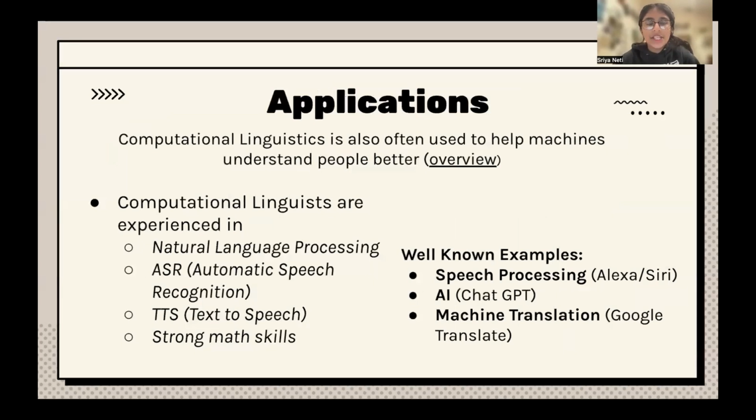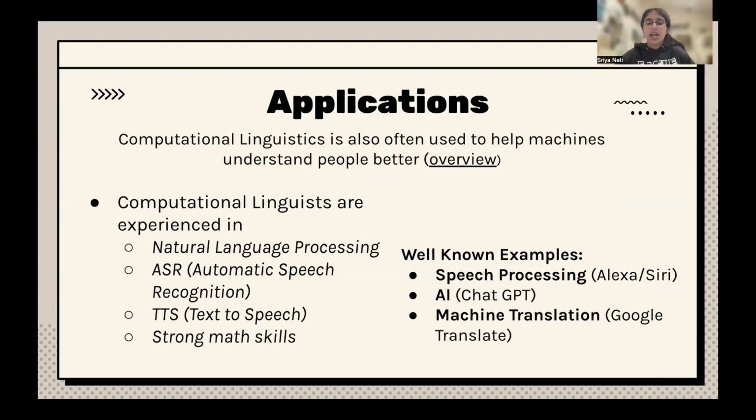So these branches can often be used to help machines understand people better, and as well for people to understand machines better, because we communicate in language, whereas machines communicate in code. Computational linguistics is the thing that merges the two together, which can be really useful. So computational linguists are experienced in natural language processing, which is a really big thing now. Also ASR, which is automatic speech recognition, also text to speech or speech to text, like if you use voice typing on Google Docs. Also strong math skills, because there's a lot of coding involved.